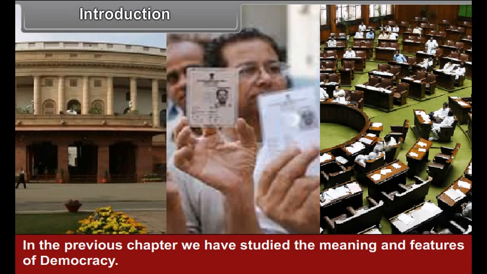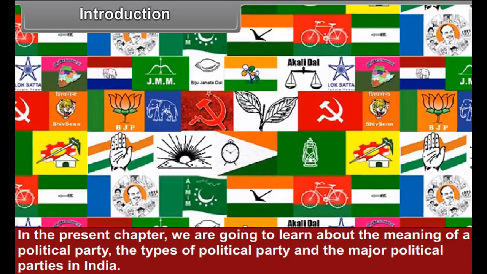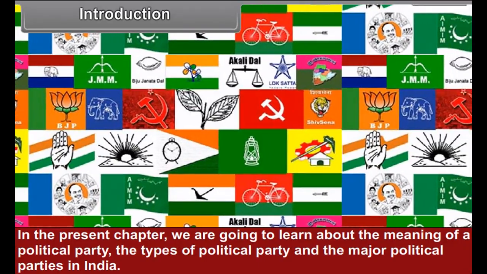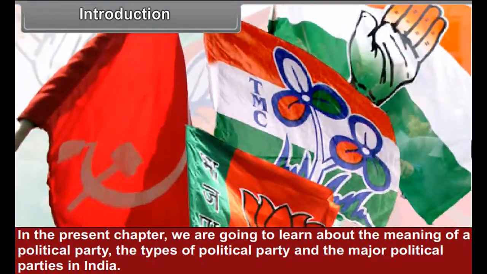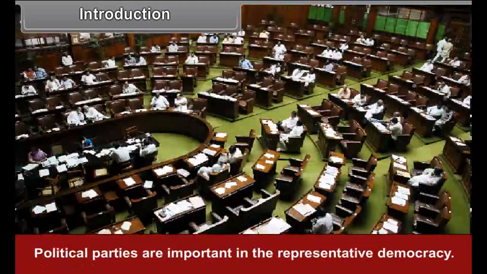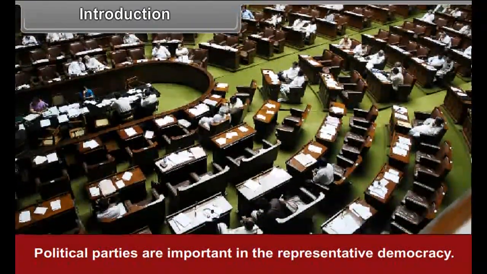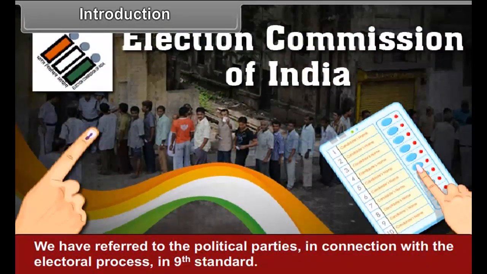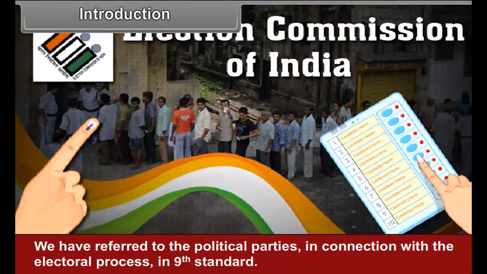Chapter 6. Political Parties. In the previous chapter, we have studied the meaning and features of democracy. In the present chapter, we are going to learn about the meaning of a political party, the types of political party, and the major political parties in India. Political parties are important in the representative democracy. We have referred to the political parties in connection with the electoral process in 9th standard.